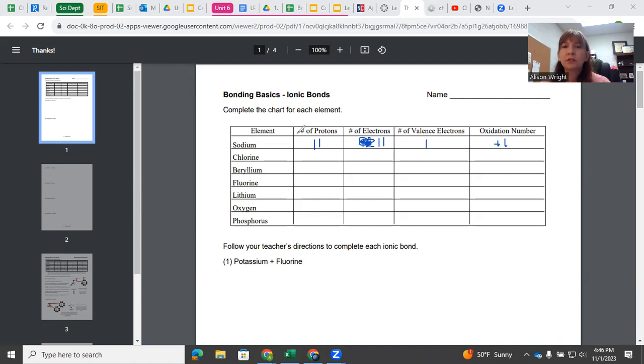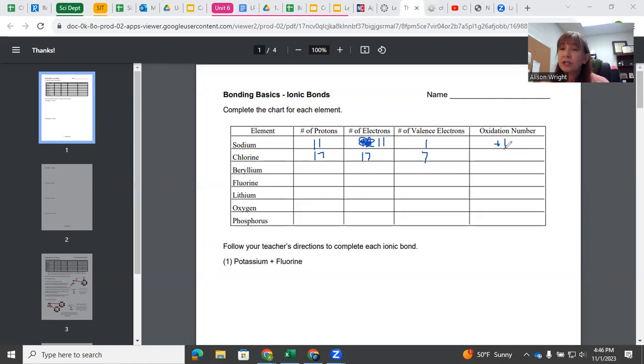Okay, let's do chlorine together as well, because this one's a little different. This is a non-metal. Chlorine, element number 17. It's going to have 17 protons, so therefore it's going to have 17 electrons. But the valence electrons, 7 of those are valence electrons. It's a halogen, it's in group 7. That means it has 7 valence electrons.